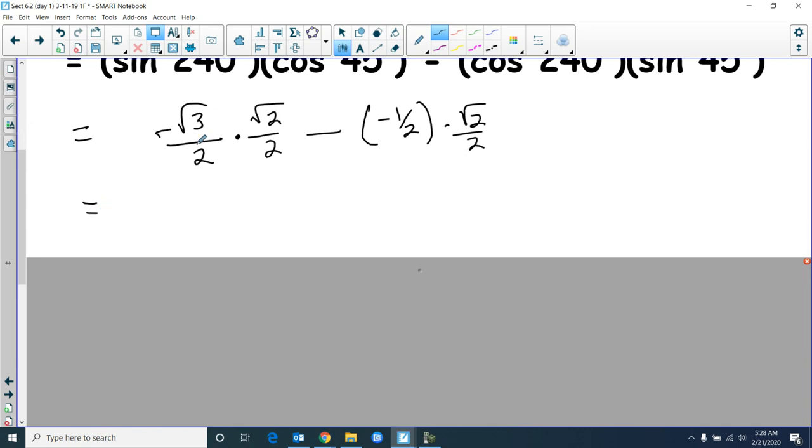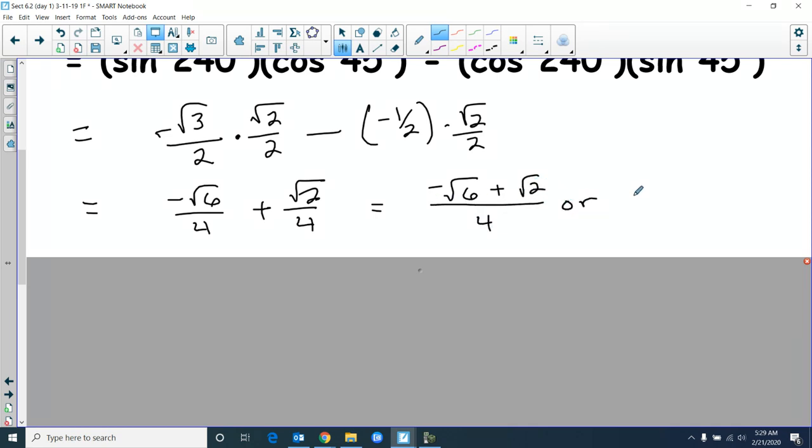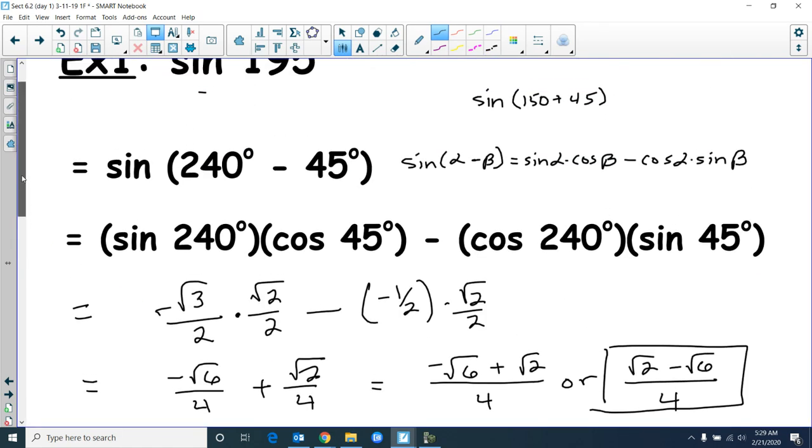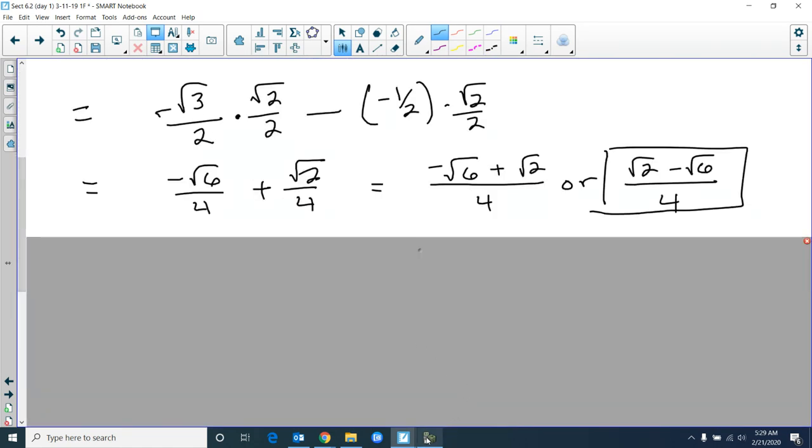All right, so now if I multiply these together, it gives me negative square root of 6 over 4, minus the negative will give me a plus square root of 2 over 4. So the only thing I can do here is negative square root of 6 plus square root of 2, all over 4. Now, a lot of times you'll see it written with the positive one first. These are all equivalent, doesn't matter. But that's my answer. Would we say that is the sine of 195?